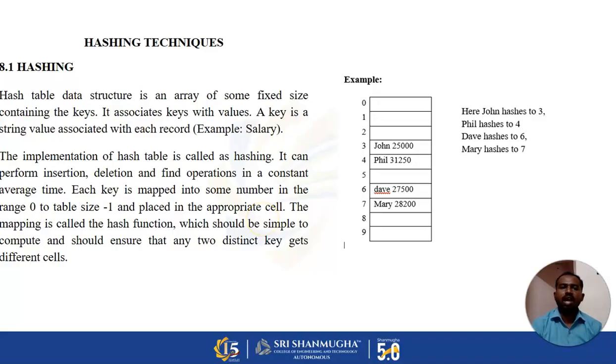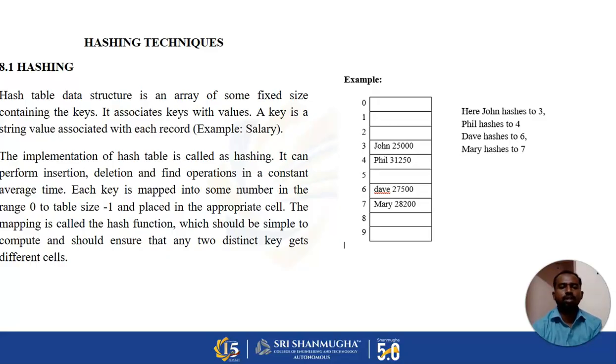Hashing techniques. A hash table data structure is an array of some fixed size containing the keys. It associates keys with values. The key is a string value associated with a record, for example salary. The implementation of a hash table is called hashing. Insertion, deletion, and find operations can be performed in constant average time.